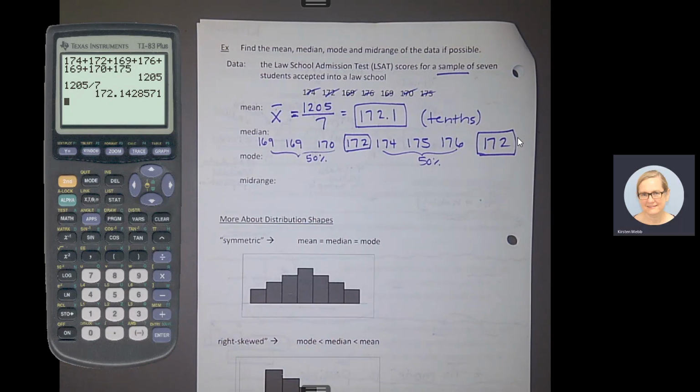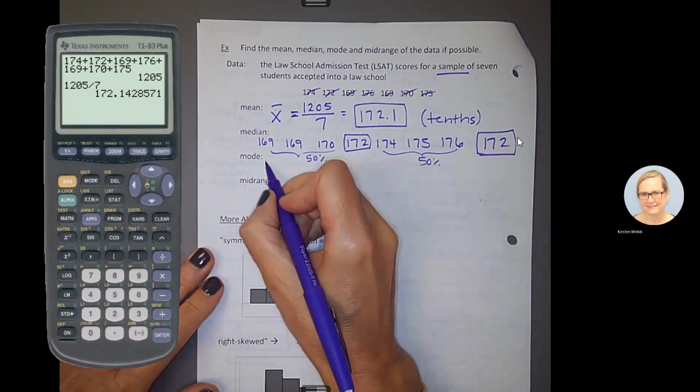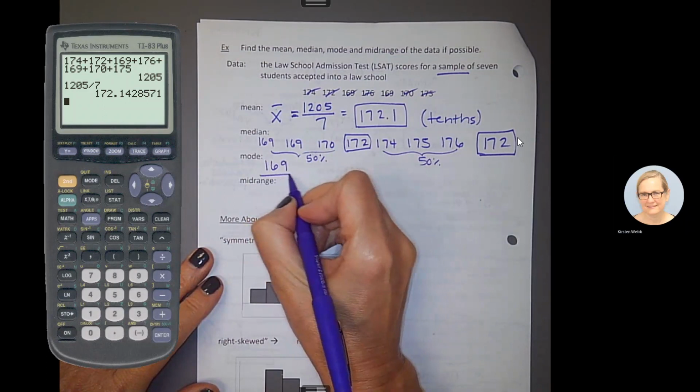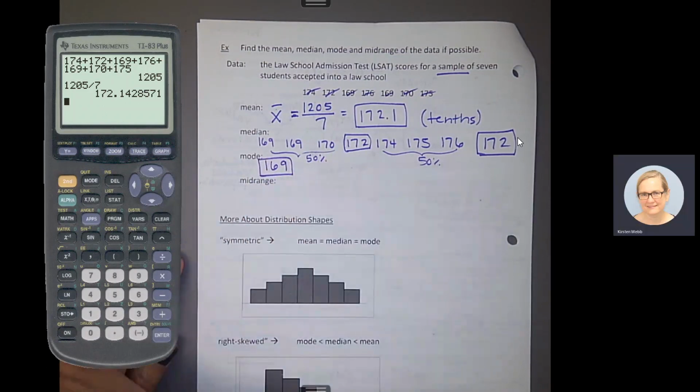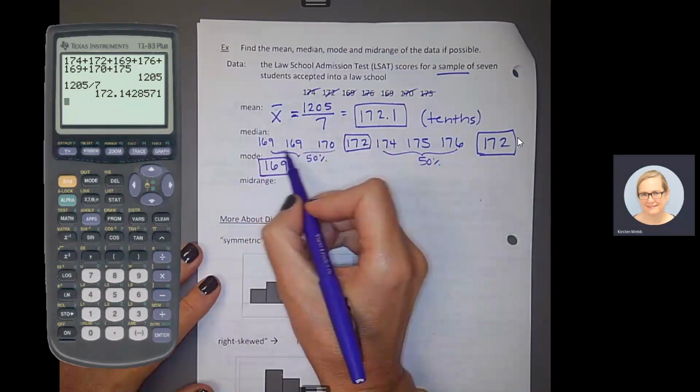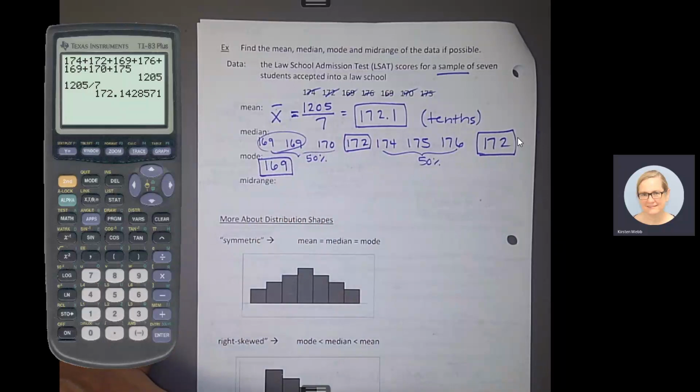What are we looking for in the mode? Do you know which one is the mode? 169? Yeah, how come? That's the one there was the most of. That's right. We had 2 of those, didn't we? And everything else appeared once.